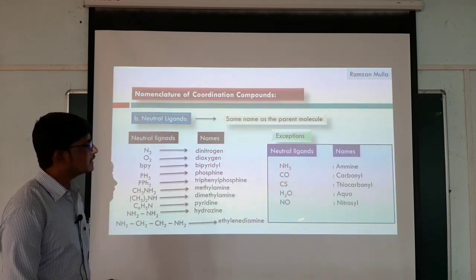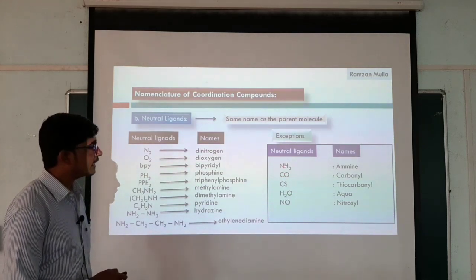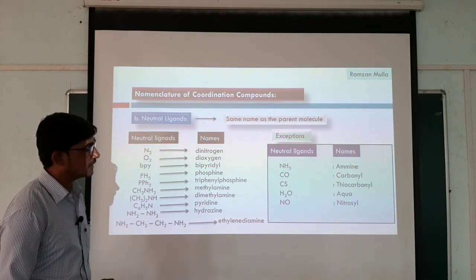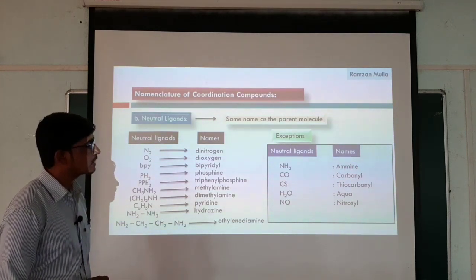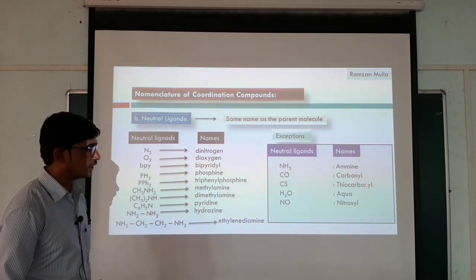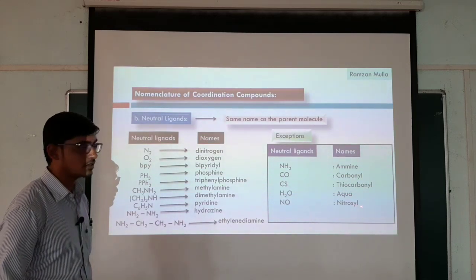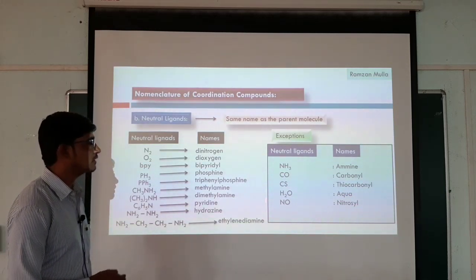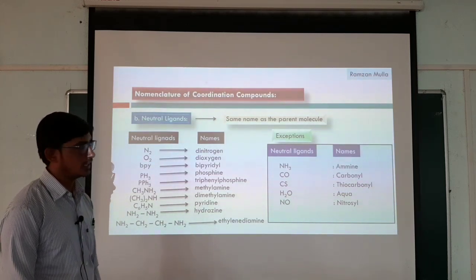There are only these 5 ligands which have special names. Ammonia is called ammine. It is always written as ammine, and remember, whenever we write ammine, we have to write a double M. CO is written as carbonyl, CS is written as thiocarbonyl, water is written as aqua, and NO is written as nitrosyl. Remember these 5 exceptions while writing the names of neutral ligands.